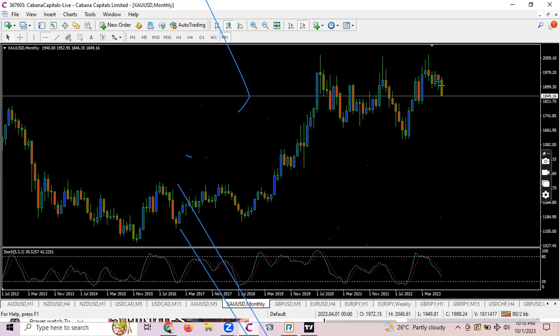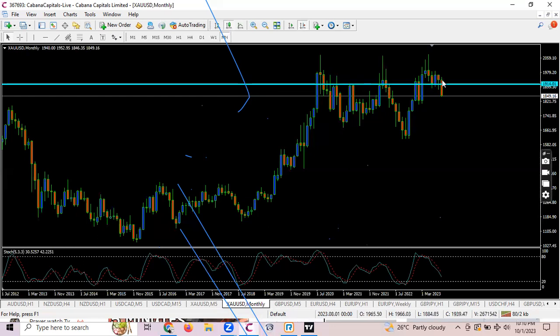There was a break from a support here. You can see this is a breakout from a support, and this level has become resistance. When there's a breakout from support, it's expected that price pulls back to that support which has become resistance. They call it break and retest. So price is expected to pull back. That's my expectation for this week.